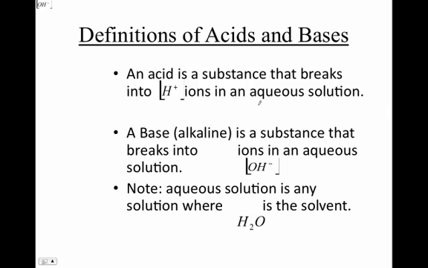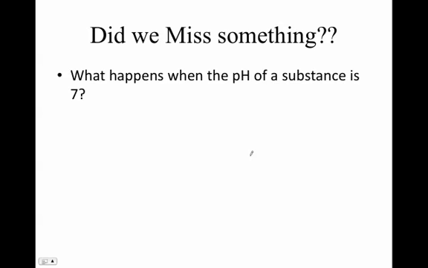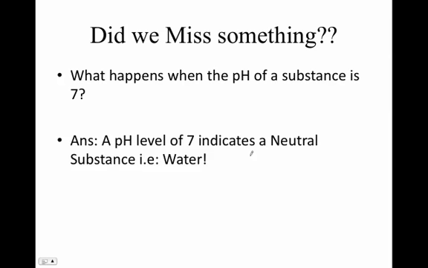An acid is a substance that breaks into hydrogen ions in aqueous. Aqueous means in a solution, dissolved in water. And a base or alkaline breaks up into something called hydroxide ions. What happens when the pH of a substance is 7? It's considered neutral.